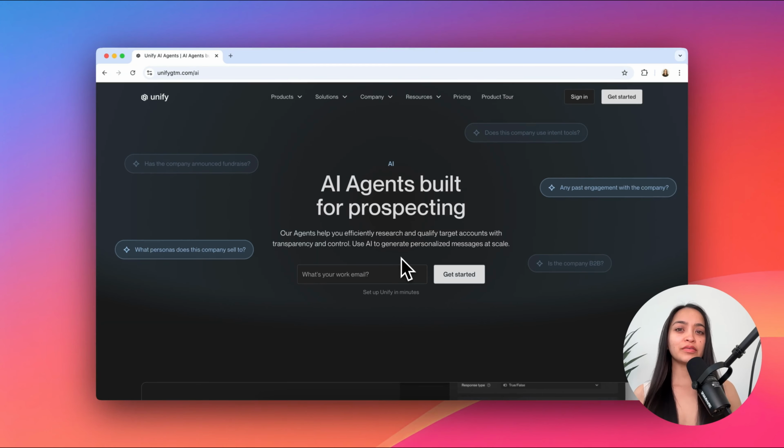Last but not least, Unify has incredible AI agent functionality. These agents can listen for signals in your territory, automatically prospect for you, and generate personalized messaging at scale.